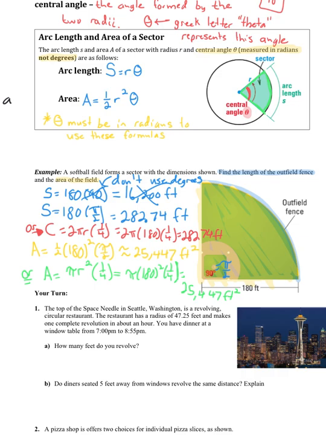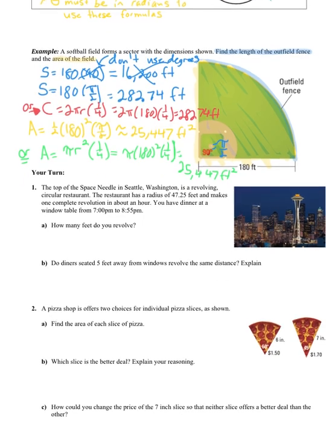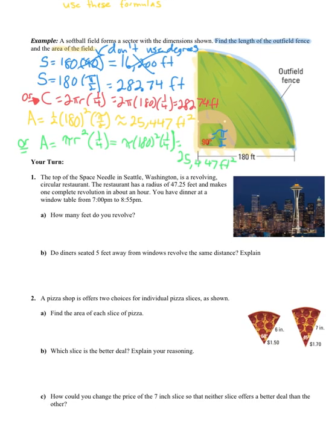All right. I got 2 problems here. I want you guys to go ahead and figure out these 2 problems. Spend a couple minutes working on these. They're kind of tricky. The first one is about the Space Needle in Seattle. The circular restaurant on the Space Needle has a radius of 47.25 feet. So it says it completes one revolution in about an hour.